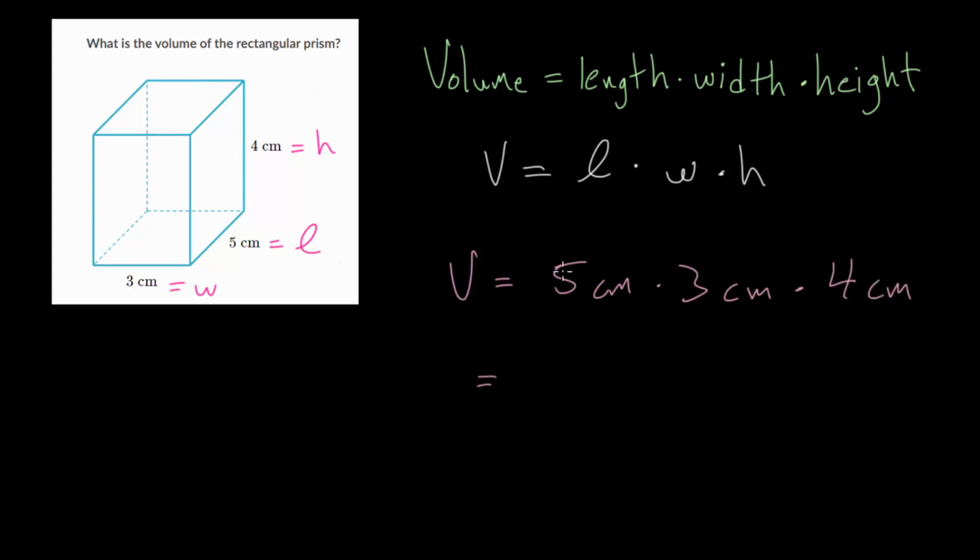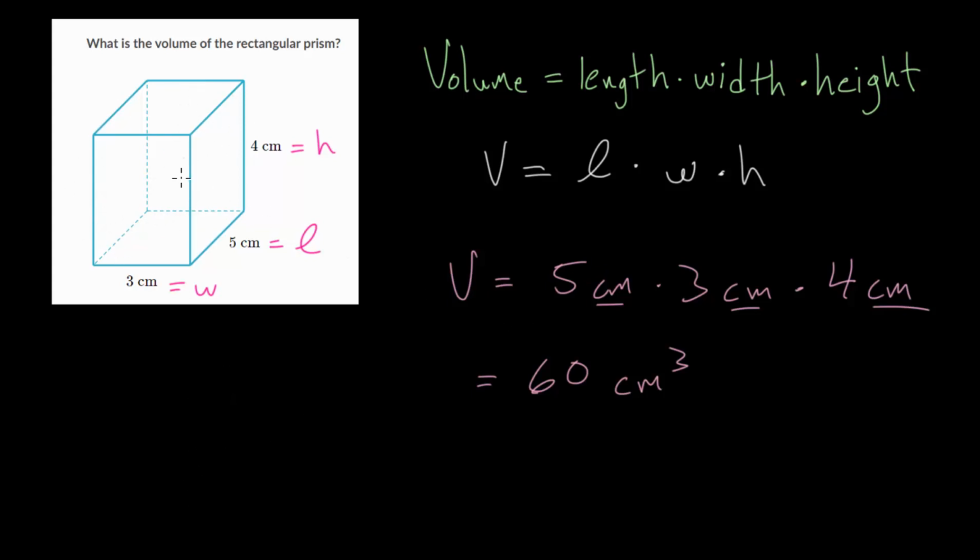Now, just looking at the numbers, 5 times 3 times 4, we can do 5 times 3, that's 15, and 15 times 4, that is 60. And then looking at the units, we are multiplying centimeters 3 times. So we can just write that as centimeters to the third power, or we can say this has 60 cubic centimeters. Remember, with volume, we are going to deal with cubic units, since we're talking about three-dimensional space, or essentially how much three-dimensional space the object takes up.